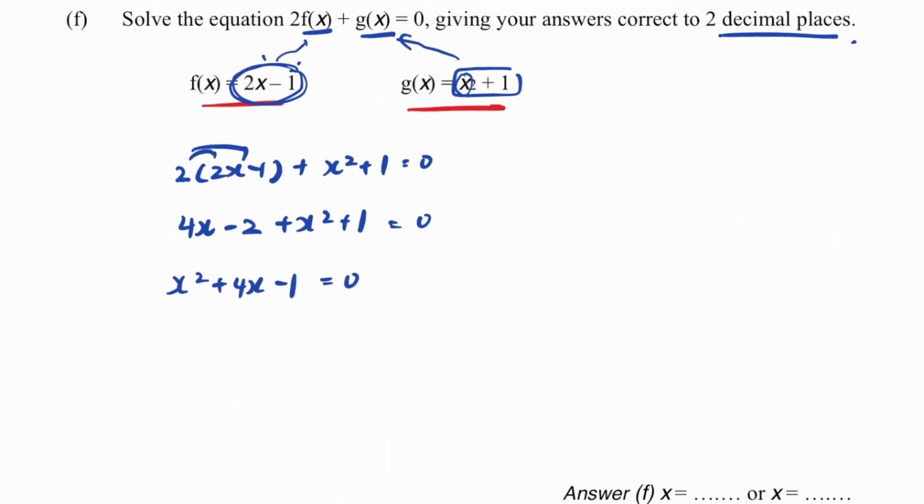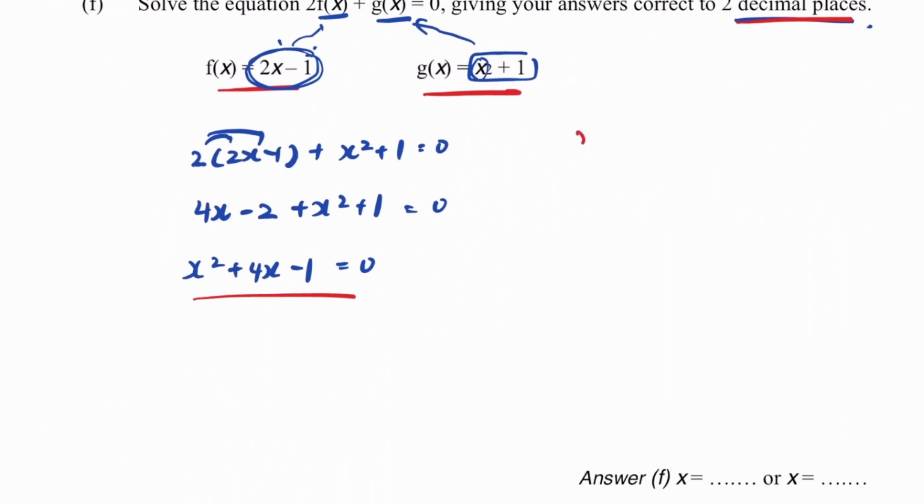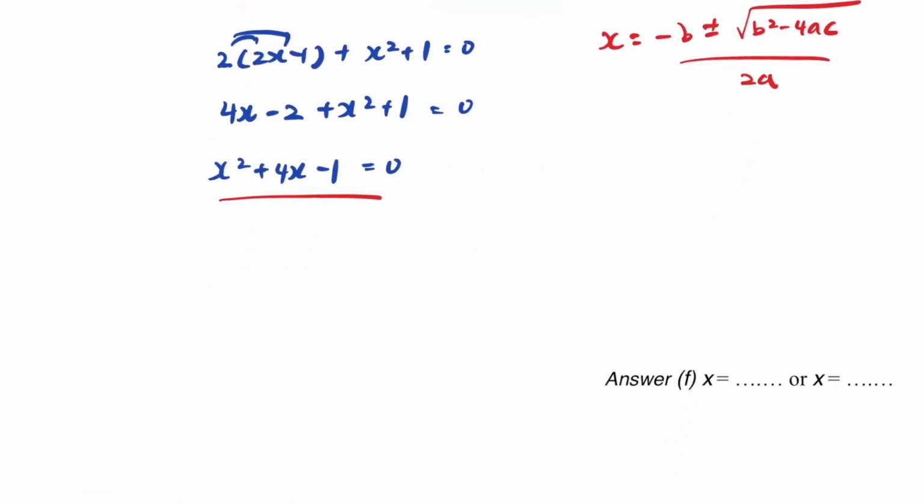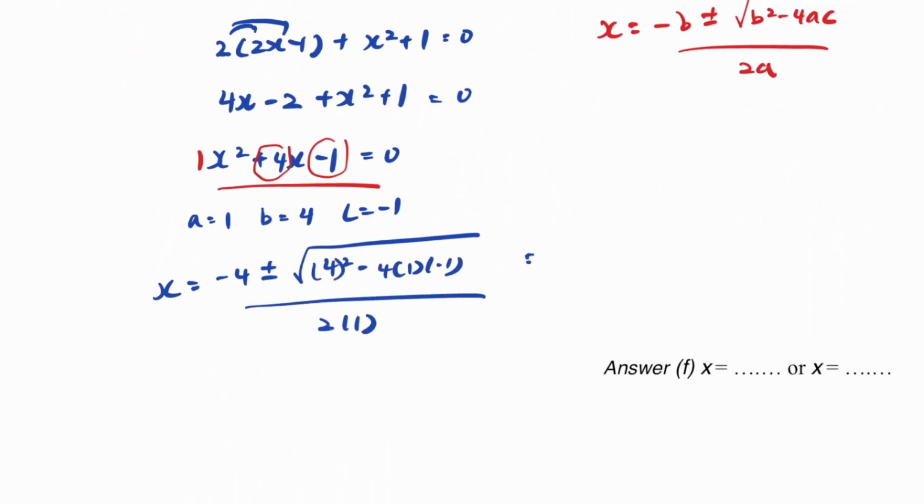When they mention 2 decimal places and you have a quadratic equation, this is the time where you use the quadratic formula: x equals minus b plus minus the square root of b squared minus 4ac, over 2a. So a is equal to 1, b is equal to 4, c is equal to minus 1. So x equals minus 4 plus minus the square root of 4 squared minus 4 times a times c. Make sure you put a bracket just to be safe. 16 plus 4, that should be 20, over 2.